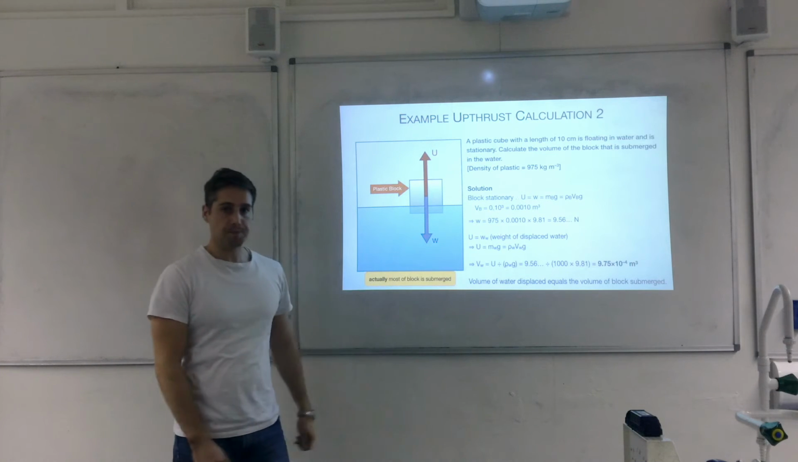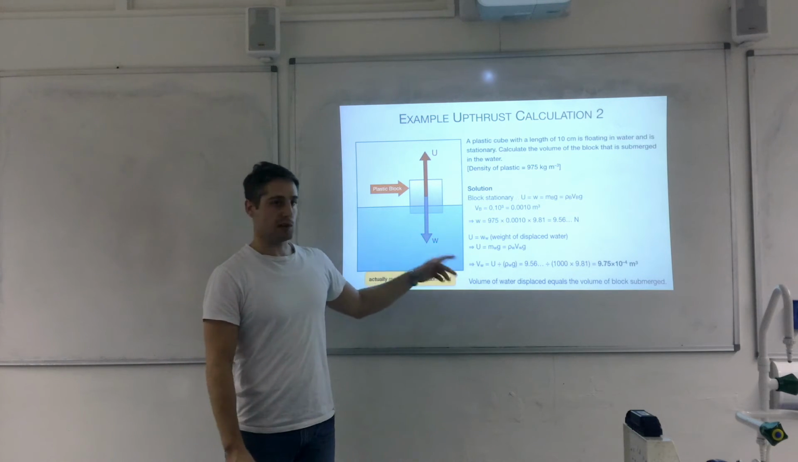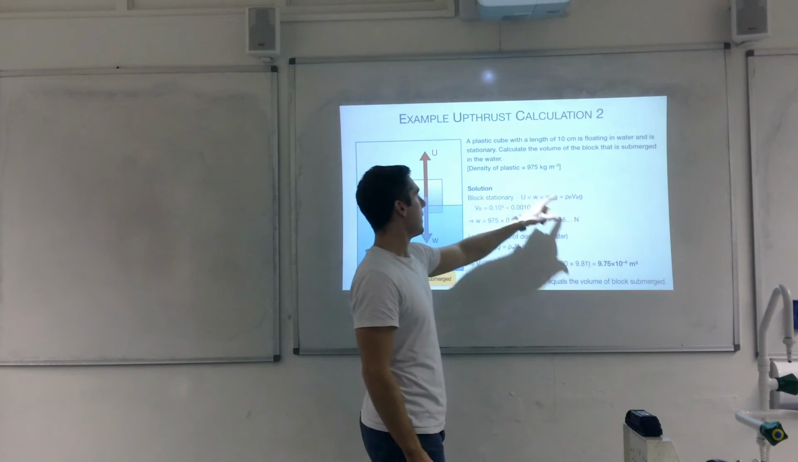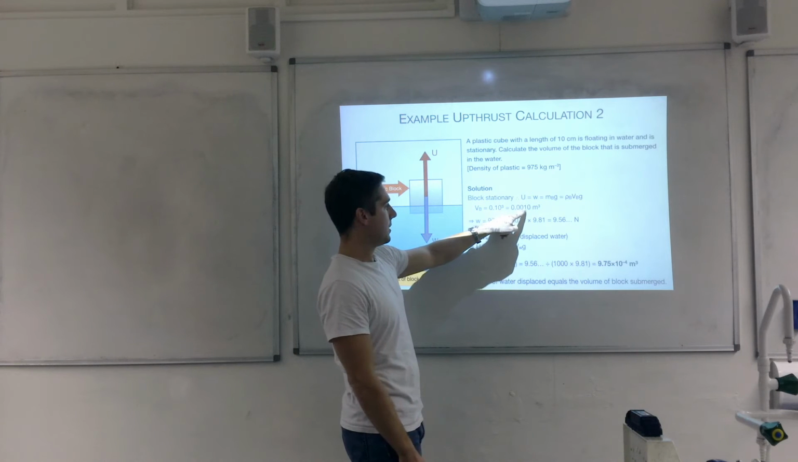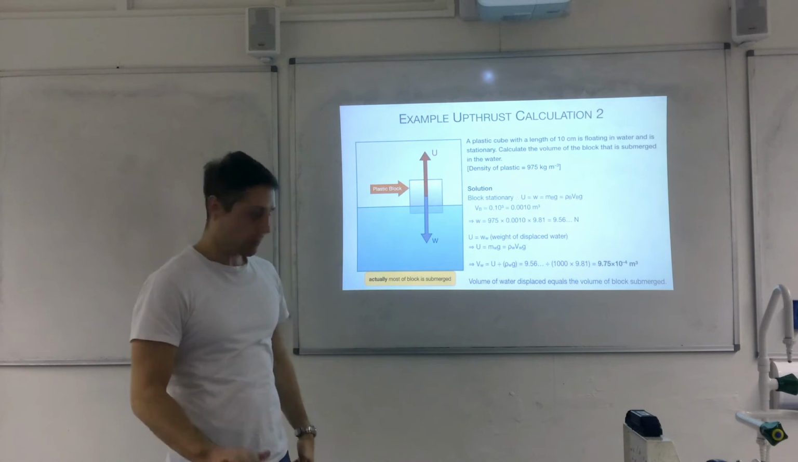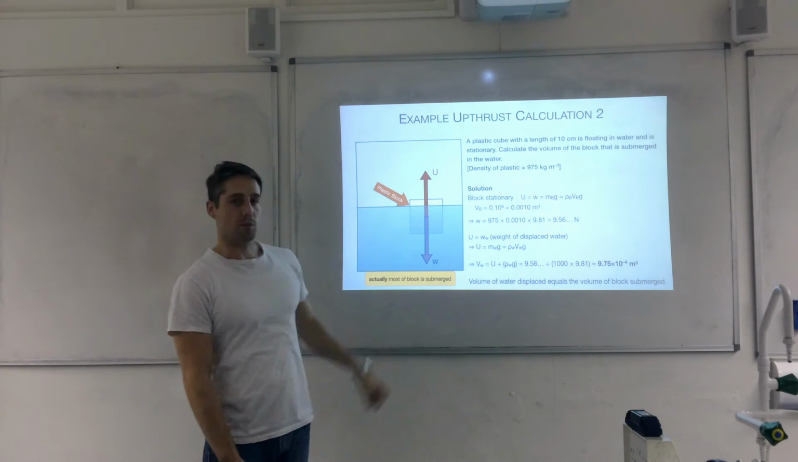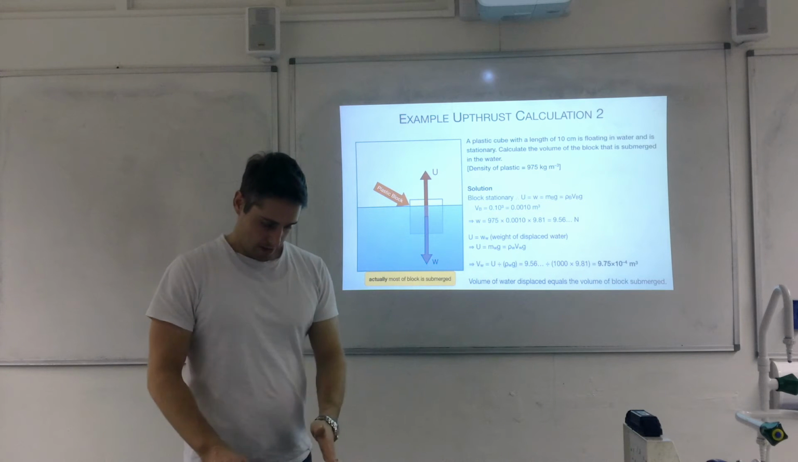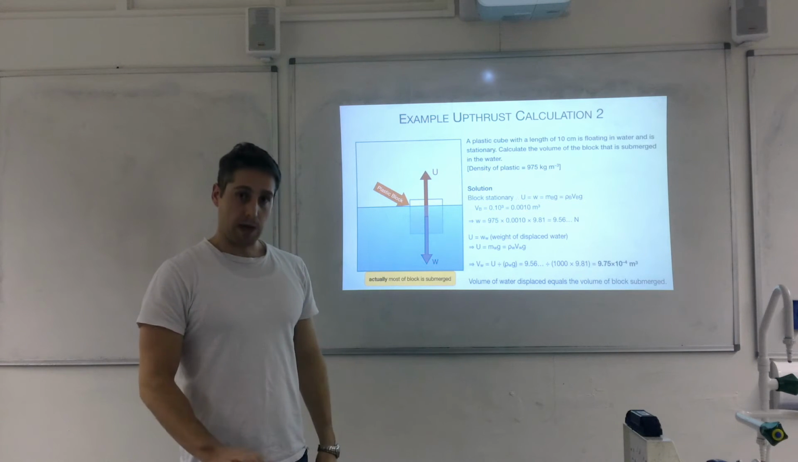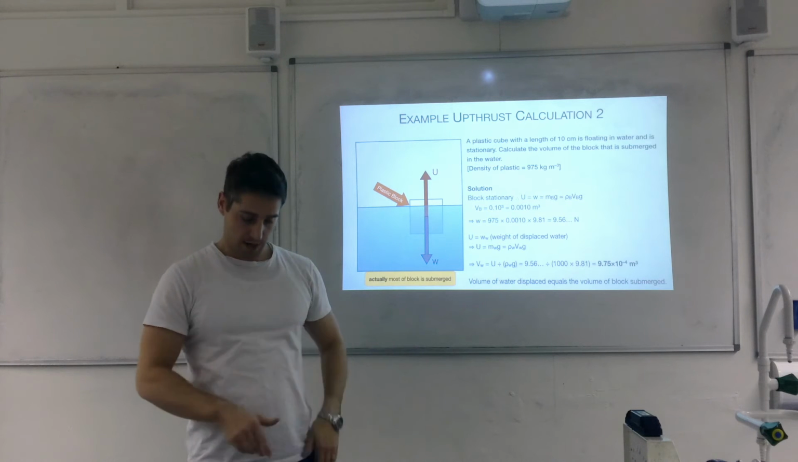That's my answer. What this actually means, though, is that most of the block is submerged. You can appreciate that that is pretty much equal to that volume. It's just a little bit short of that volume. So a more accurate diagram would be this. Most of the block is submerged. Those are some calculations. Hopefully that will help you get your head around the theory.